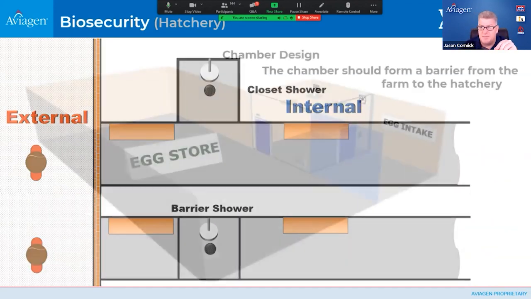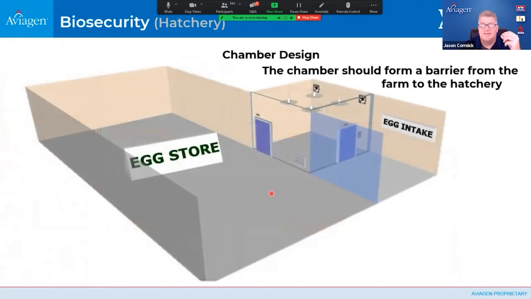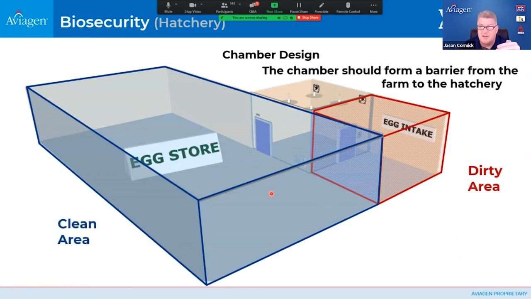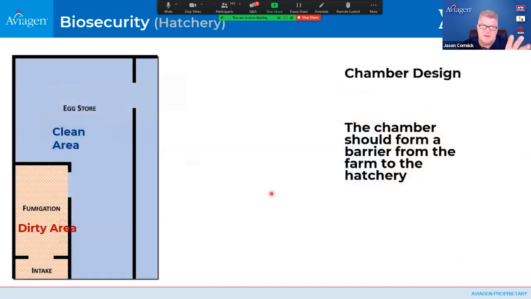entry barrier. Then if we look at what's going on with the eggs that come in as well, because we've got people coming in and we've got eggs coming in. We have a dirty area and then we will have a clean area. There should always be that black and white. We don't want the gray area. That's where we need to avoid this. So anything coming through is fumigated and then into your egg store. You might need to change this depending on your operation.